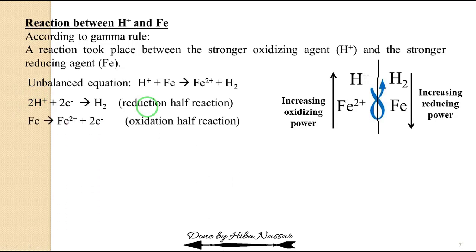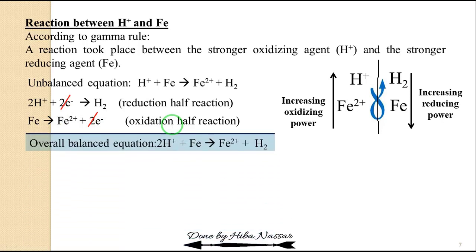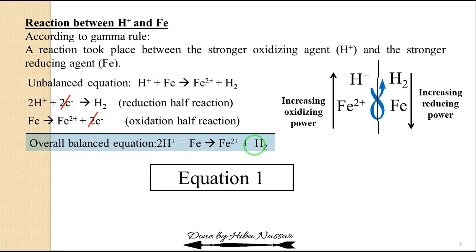The second half reaction: Fe gives Fe2+ plus 2 electrons, so this is the oxidation half reaction. By removing the 2 electrons, the overall balanced equation will be 2H+ plus Fe. It will give Fe2+ plus H2. This is equation number 1.